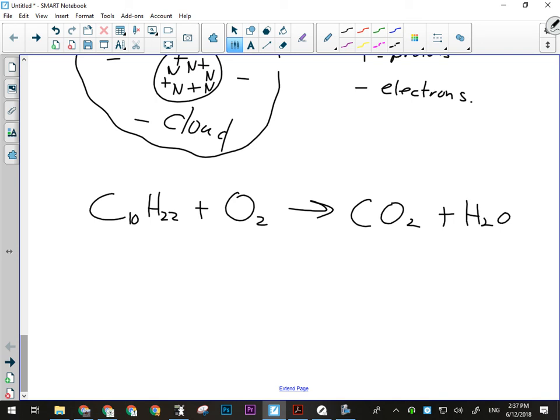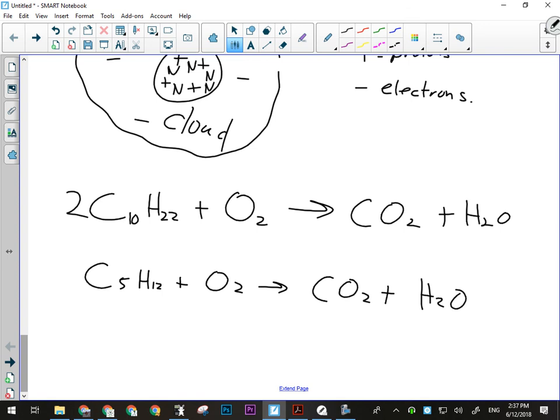Again, the balancing goes in alphabetical order, and there's the rule of 2. Is this an even number? Then I apply the rule of 2. If this was instead C5H12 plus O2, then I would not apply the rule of 2.